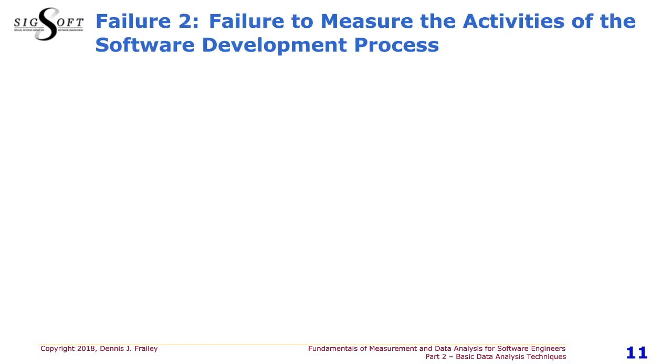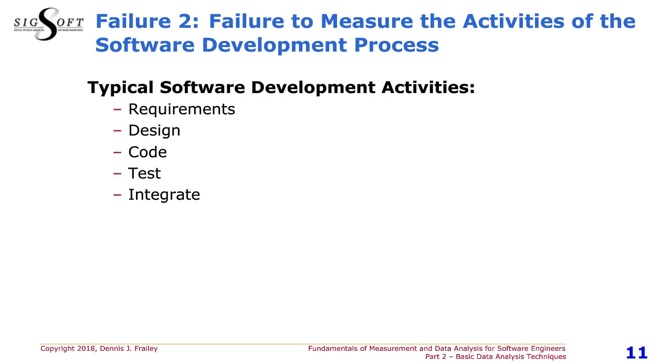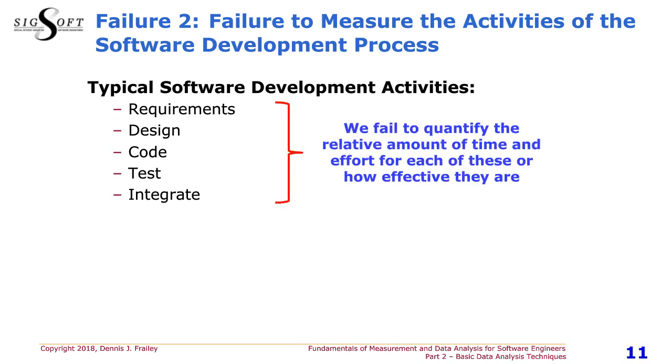The second failure that Fenton points out is that we often don't measure what we do. These are the typical sorts of things we do when developing software. And as Fenton points out, we often don't quantify what we do in these areas. How many of us know in some quantitative way how much time we spent in requirements, much less how good a job we did when we wrote our requirements, or whatever other activities we might have participated in.